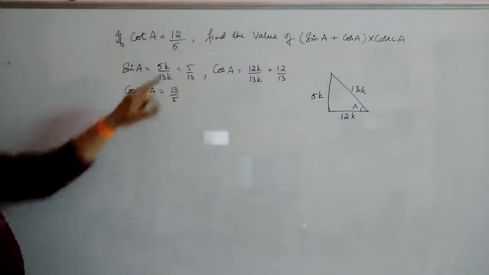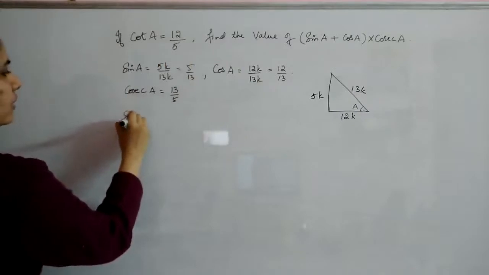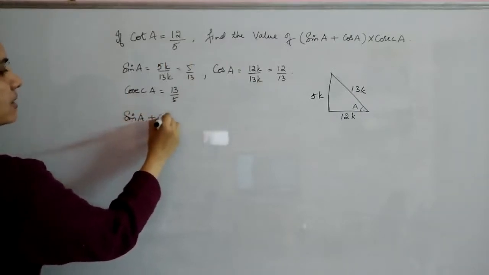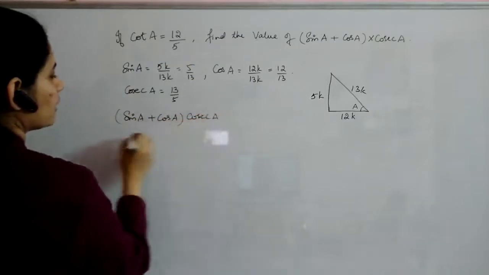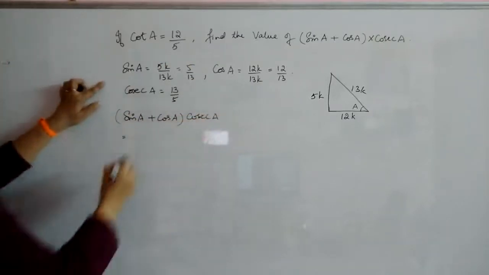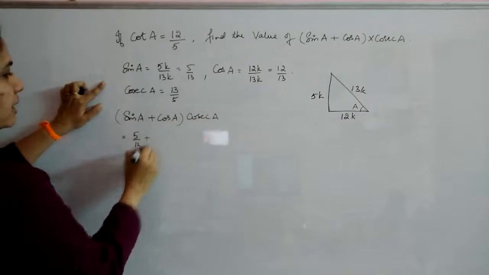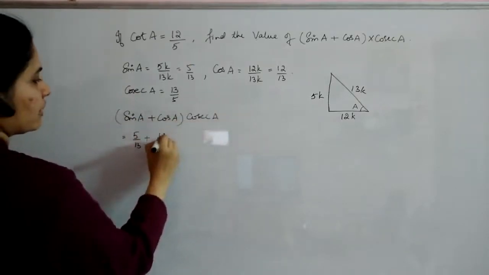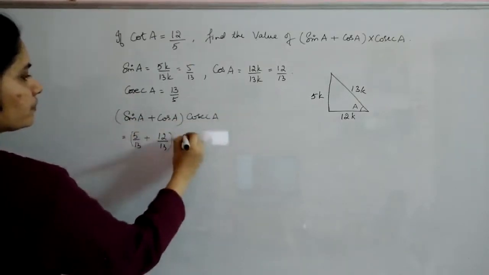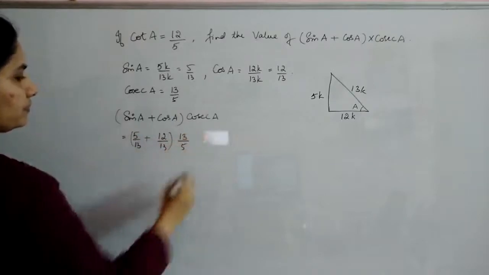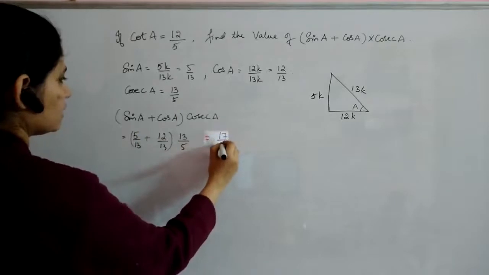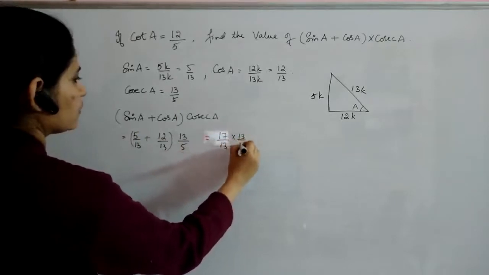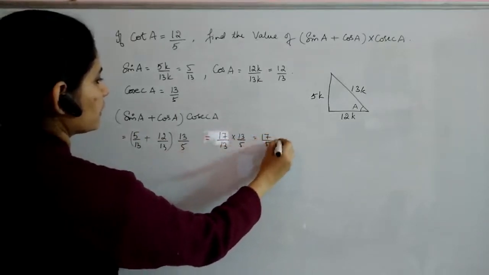Now, replacing all these values, find the value of sin A plus cos A into cosec A. Replace all the values and find out. 5 by 13 plus 12 by 13 into 13 by 5. These two will give you 17 by 13 into 13 by 5. So it is 17 by 5.